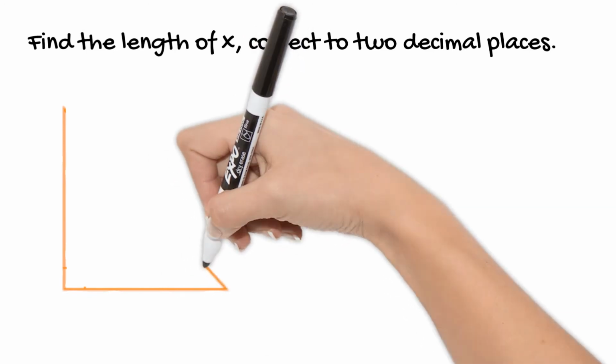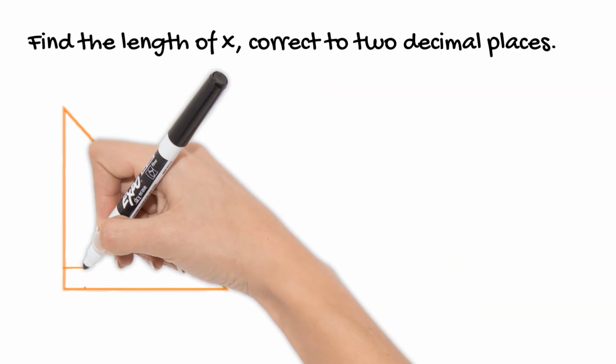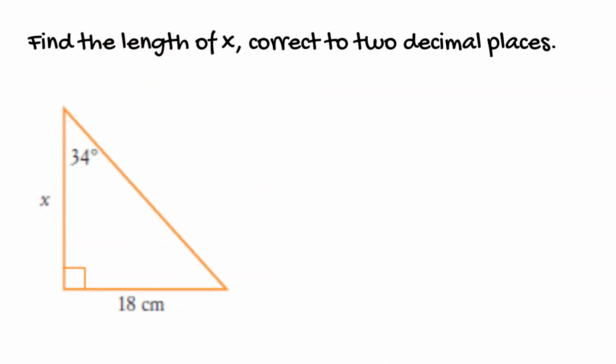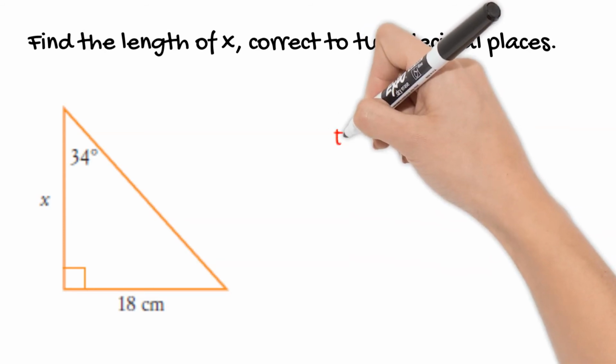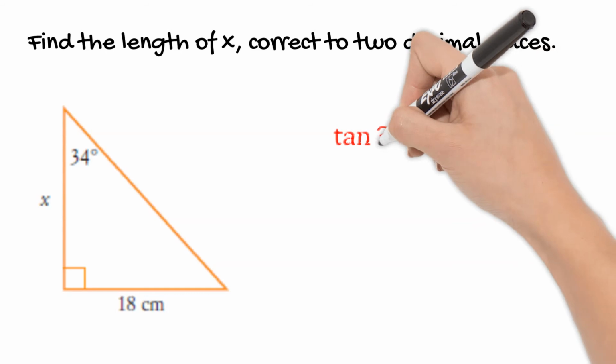This time we have a marked angle of 34 degrees, and we have a side of 18 and a side of x. So no hypotenuse this time. So from my angle, I've got the opposite side and the adjacent side, where the opposite side is 18 and the adjacent is x. So that means I'm going to use tan. So tan 34 is equal to 18 over x.